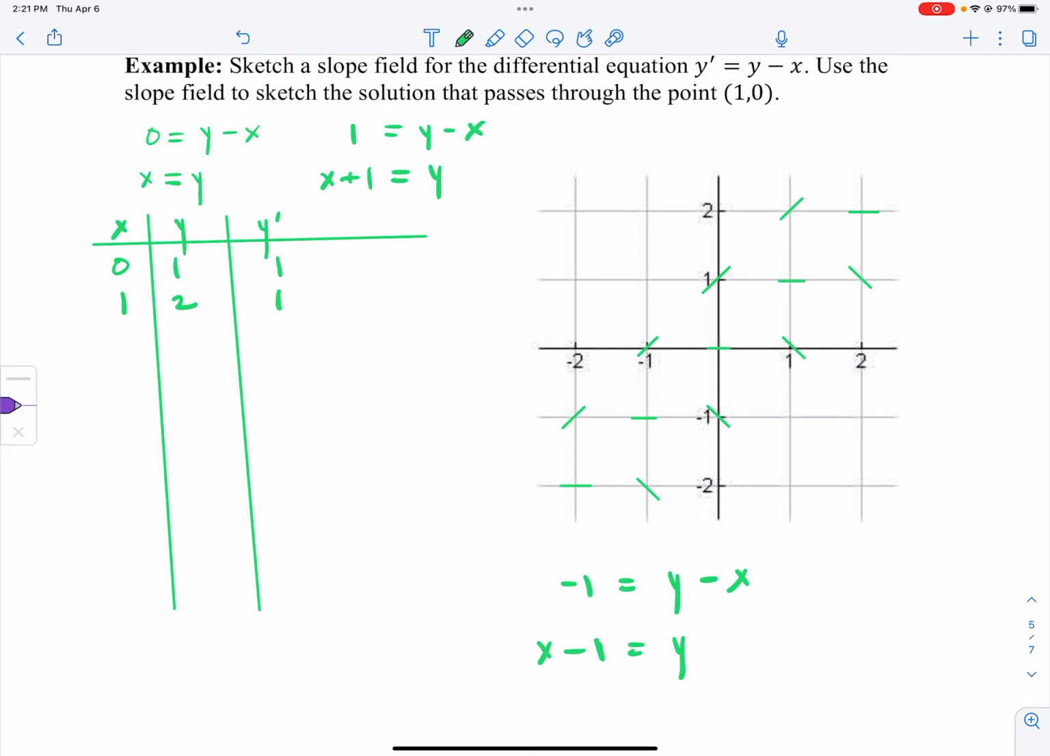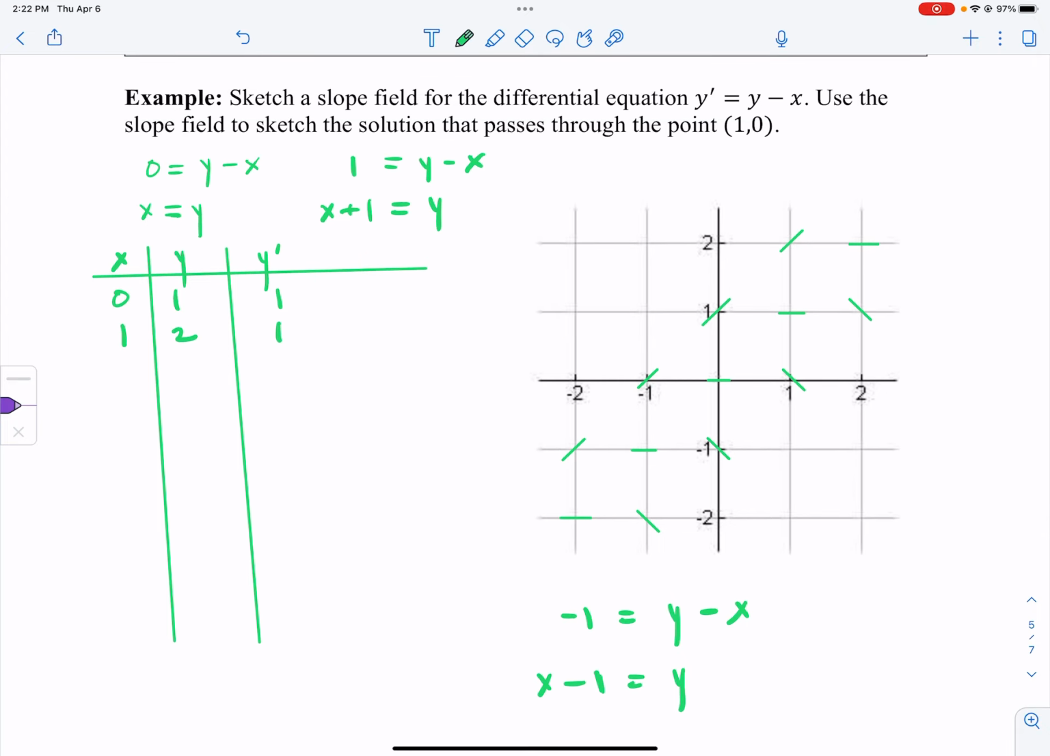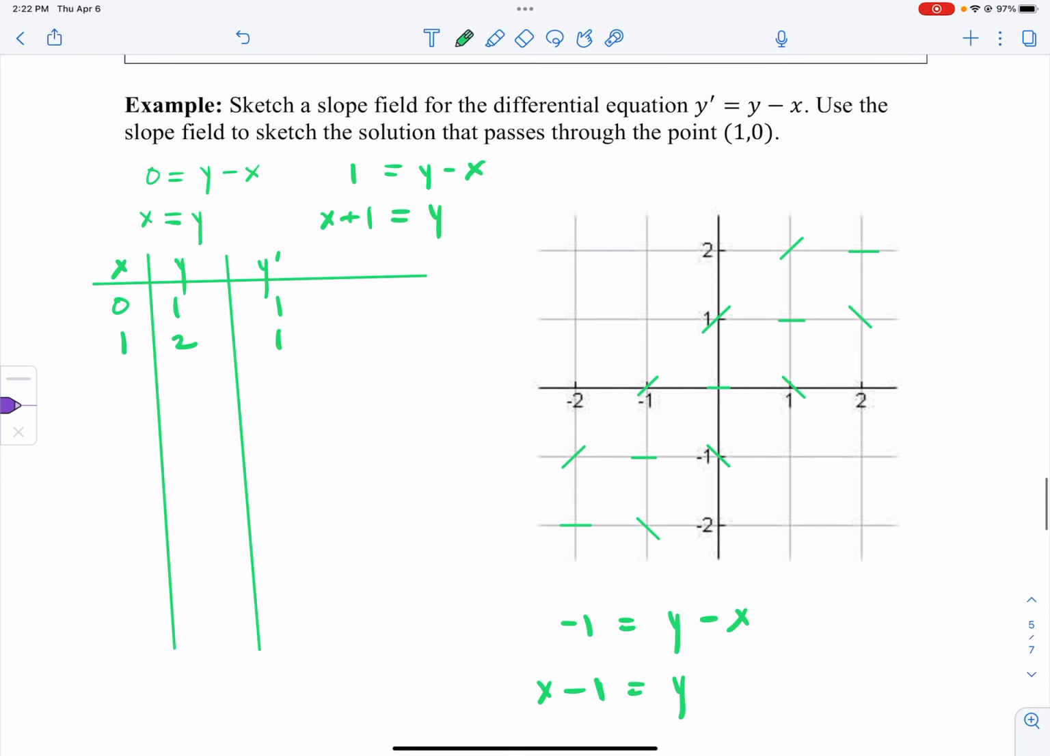And you could keep going. You could look for where there's a slope of 2 or negative 2. Or you could just plug in values. So I'm going to keep plugging in values here. How about -2, 0? That would be 0 minus -2, which would be a slope of +2. So it needs to look steeper than a slope of 1.